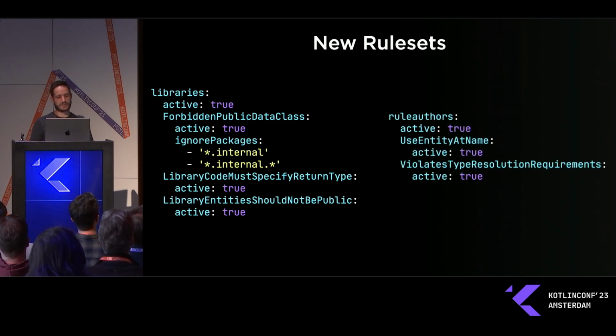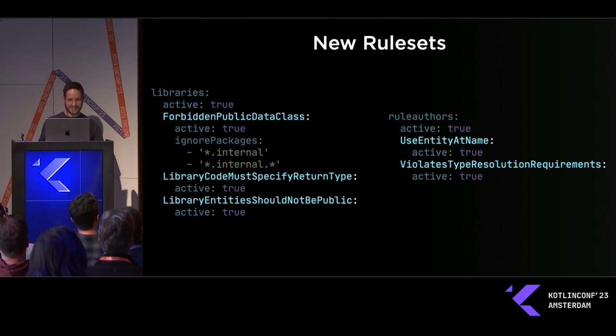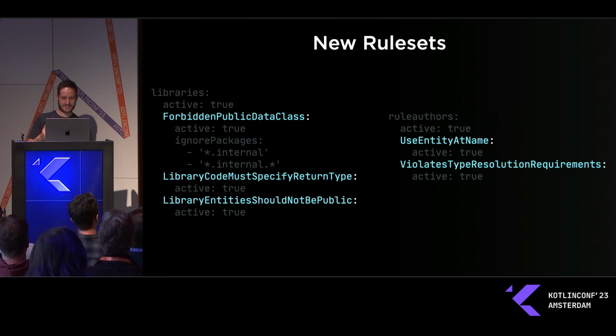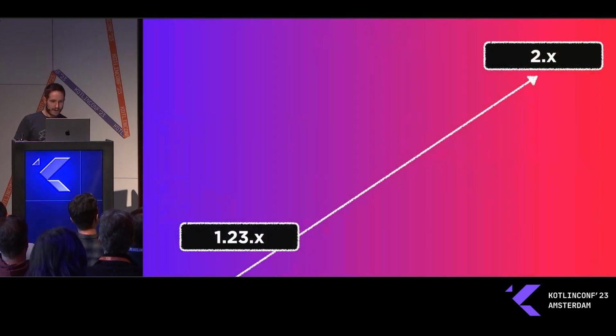And we added another rule set called rule authors, which is a collection of rules for people that are writing Detekt rules, which it turns out there are a couple. First, this is useful for us because people send us rules and they keep on doing the same mistakes over and over. And so we thought, okay, how about I write a Detekt rule for you? So I tell you, if you're doing something wrong, we violate types resolution requirements and so on, which is just great. But if you plan on writing rules, those are also helpful because they will catch a couple of common mistakes. And now, time to talk about 2.0.